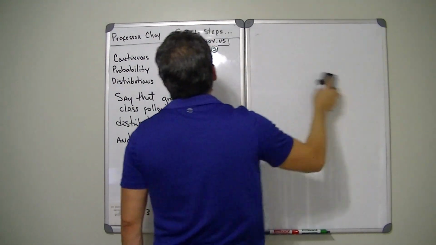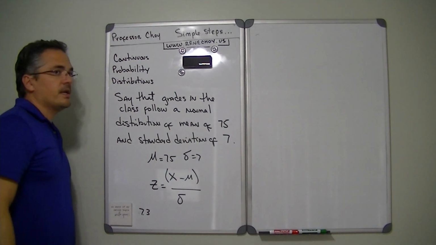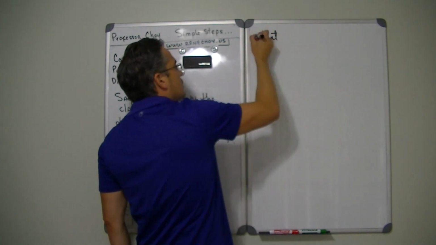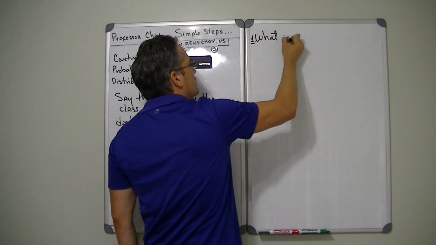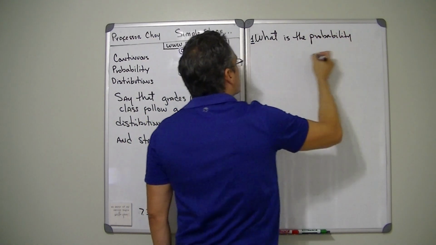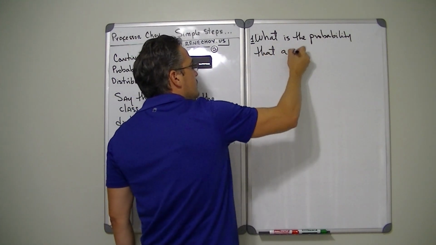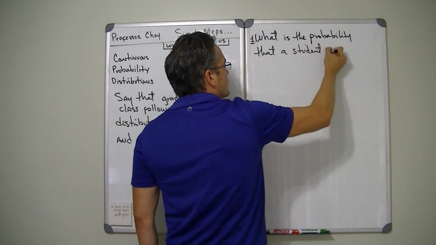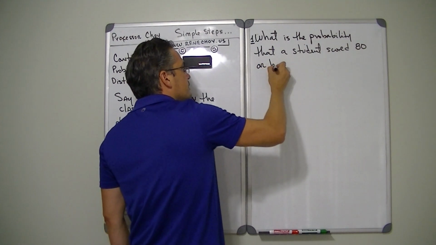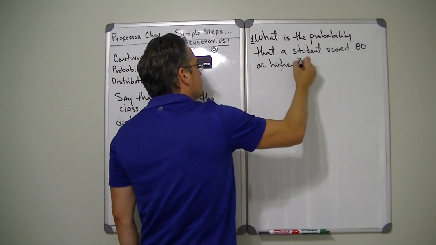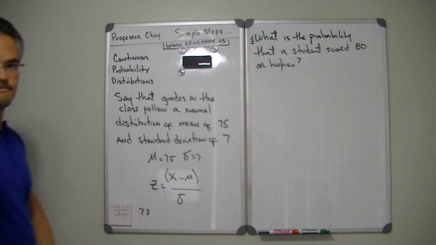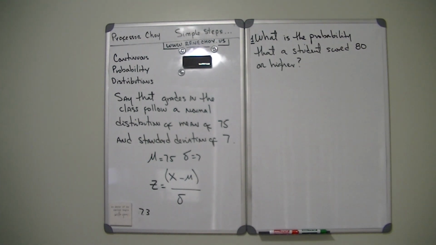Alright. So let's come up with a question. Imagine that somebody asks you, what is the probability? Let's call this question number 1. What is the probability that a student scored 80 or higher?